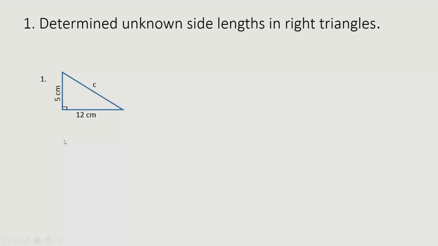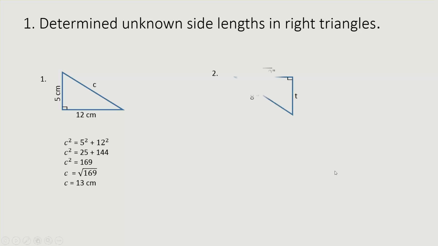So we can write down here that C square is equal to 5 square plus 12 square, which is equal to 25 plus 144, which is equal to 169. So C is equal to the square root of 169 and the result is 13 centimeters.